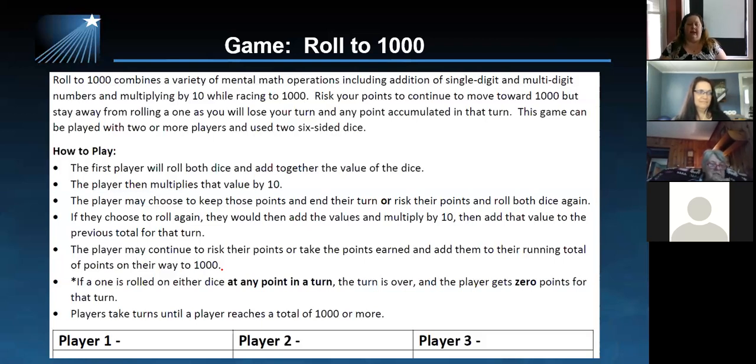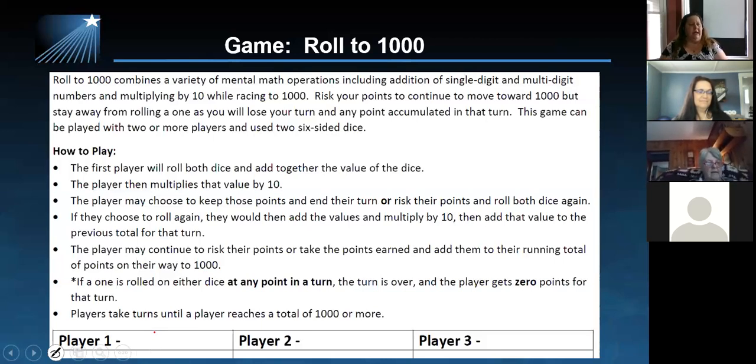If I roll a 1 later on in the game, I don't lose any points that I have accumulated and written down already. I only lose points during that roll. And then, so I've got that 150. I'm going to write that down under my player 1.